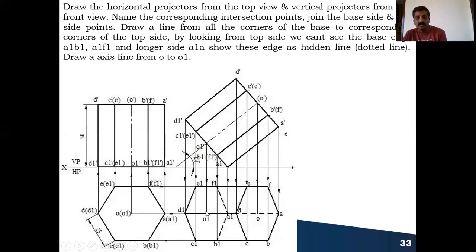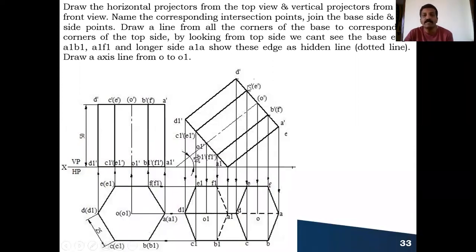Similarly, the top face, the points: A is here, A dash is here, this is A. B is here, B dash is here, this is B. C is here, C dash is here, this is C. D is here, D dash is here, this is D. E is here, E dash is here, this is E. F is here, F dash is here, this is F. And the axis point O is here and O dash is here, this is O. So after coinciding all the points and naming all the points, now you have to keep on joining these points.